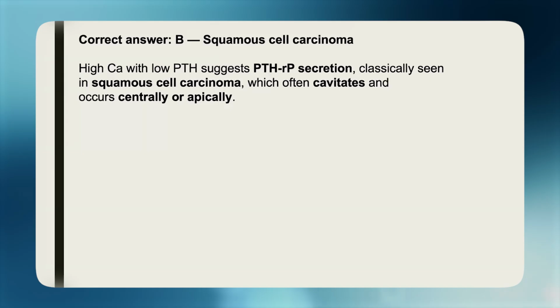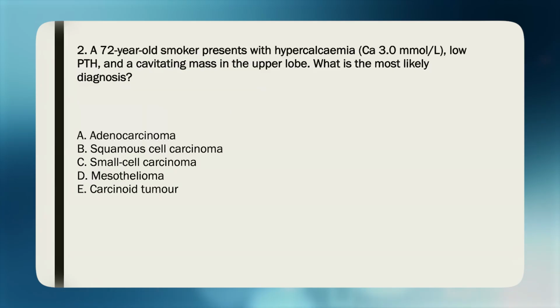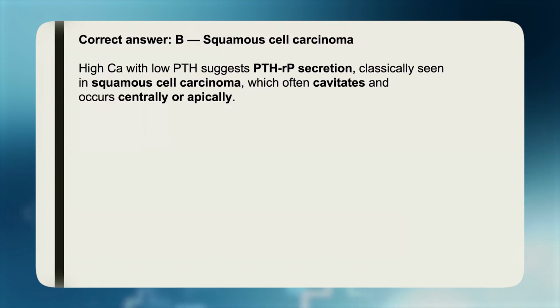This PTH related peptide is a different chemical or hormone, but the endogenous PTH will be decreased because calcium goes up, right? So don't get confused here. You might say that because of the bony mets calcium has gone up. It is possible, right? If you see the question, bony metastasis also can cause high calcium. But PTH is low, so most likely squamous cell carcinoma with PTH related peptide secretion. Okay, mostly centrally located and cavitating carcinoma.